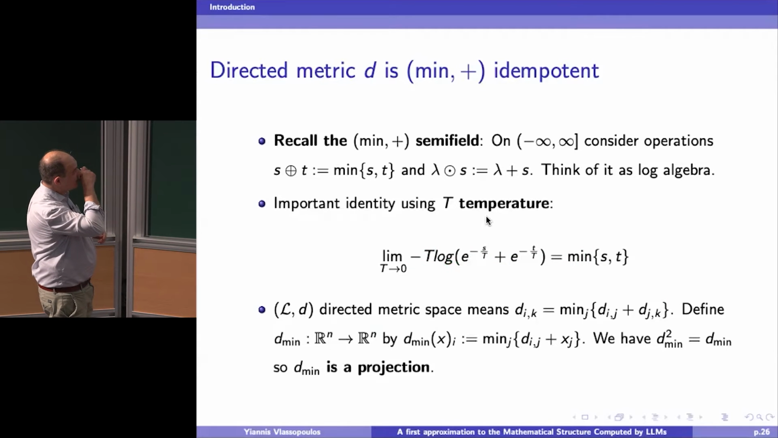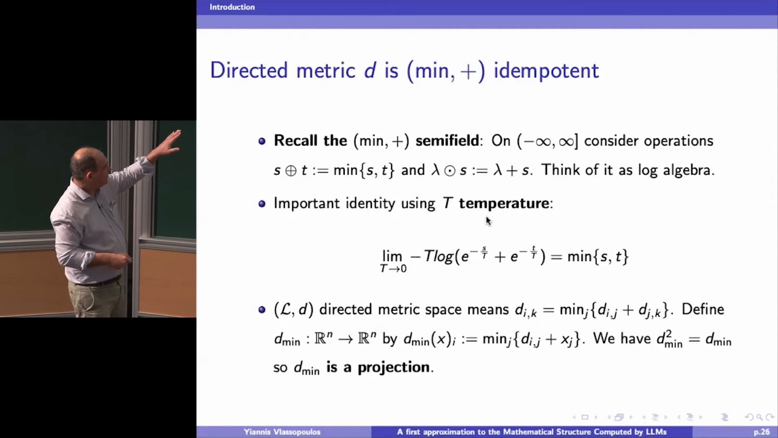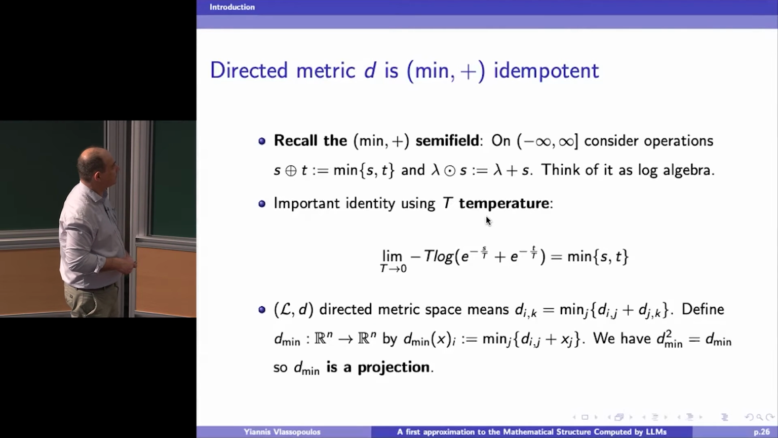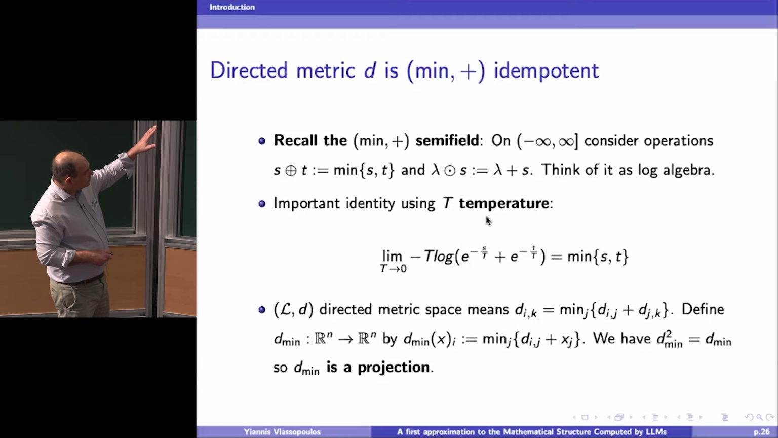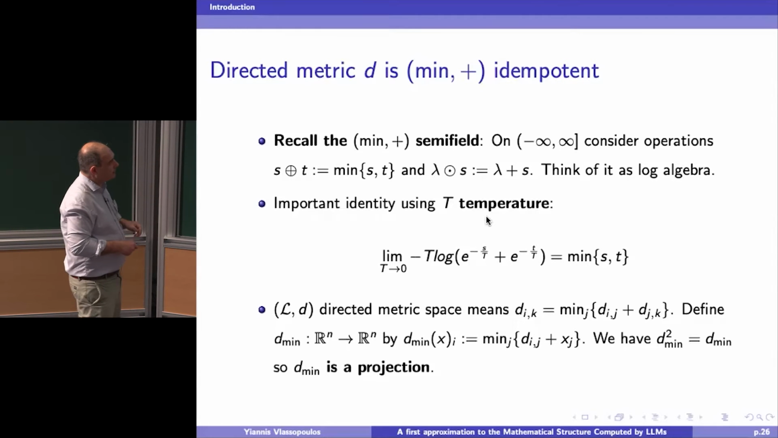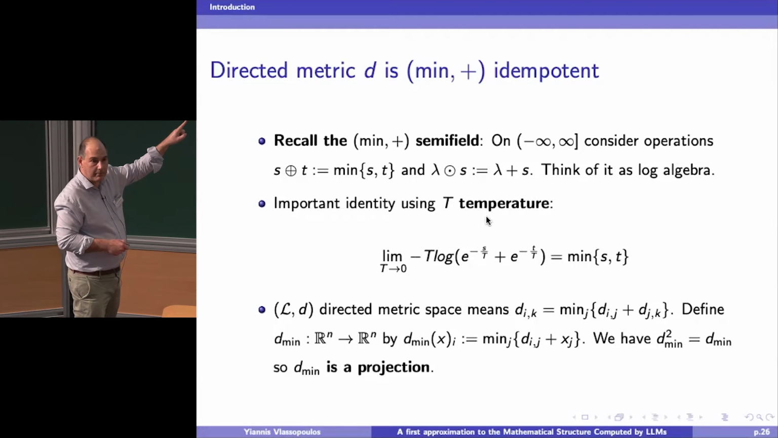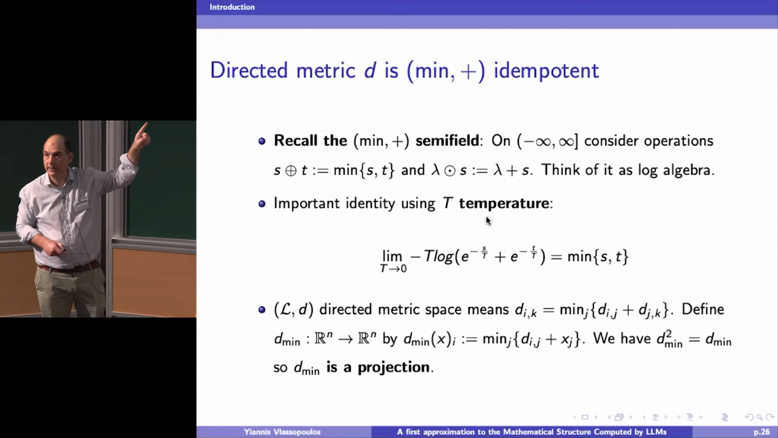Okay, so this temperature parameter is the temperature parameter that also appears in the transformers and all these models. So basically it tells you that you can do that, and also that you can go the other way around. Whenever you have a linear equation in min-plus algebra, you can transform it into a Boltzmann-weighted linear combination in the usual algebra, because you can just run this thing backwards for small t.